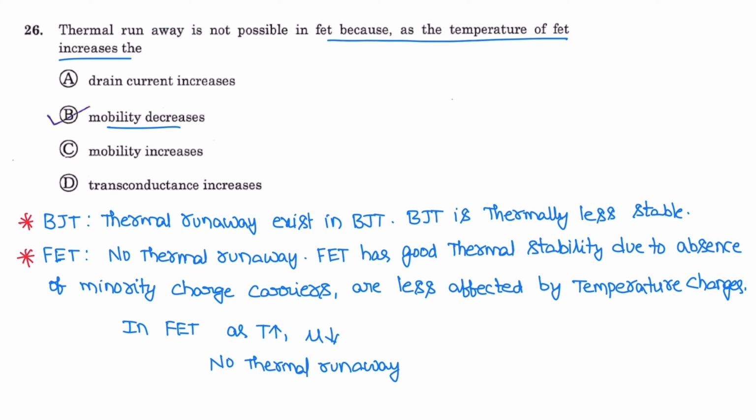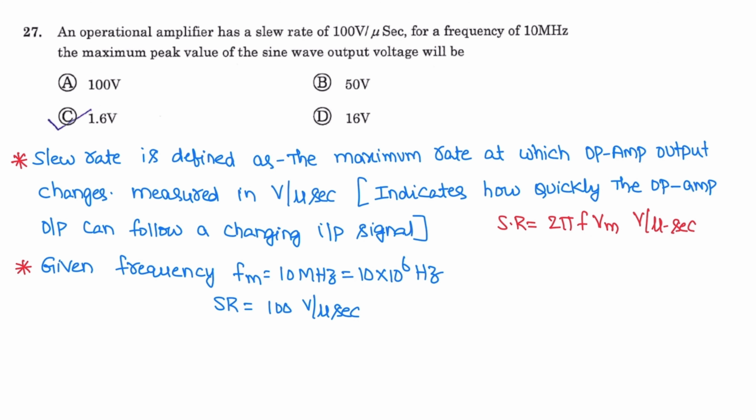Next question. An operational amplifier has a slew rate of 100 volt per microsecond and a frequency of 10 megahertz. What is the maximum peak value of the sine wave output voltage? For an op amp, slew rate is defined as the maximum rate at which the op amp output changes. It is measured in volt per microsecond. This slew rate indicates how quickly the op amp output can follow the changing input signal. The formula for slew rate is 2 pi f Vm.